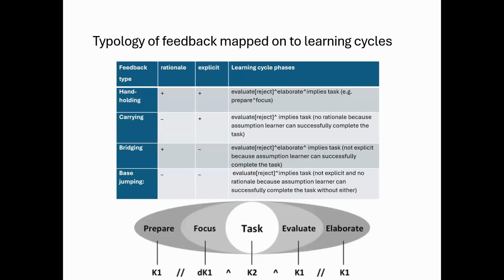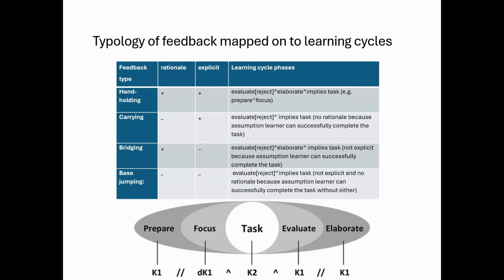And I started to see that these types of written corrective feedback actually seem to map onto these tasks. So with hand holding, when there's a very clear rationale and it's very explicit, this is implying future work. The idea is not that the student just reads the written corrective feedback and stops there. It's actually setting them up for another task.